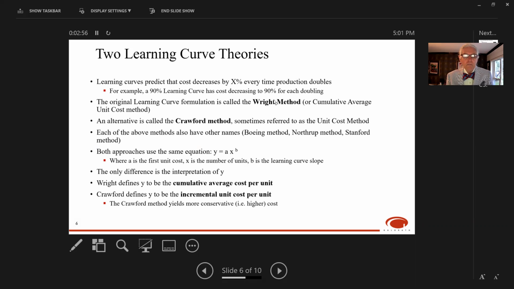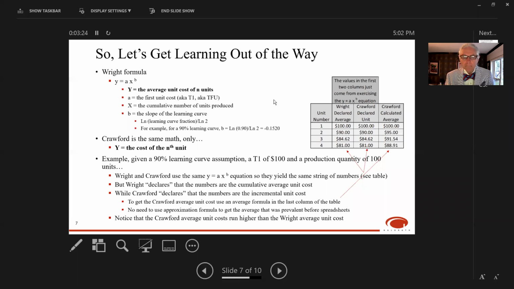Both approaches use the same equation, y equals ax to the b, where a is the first unit cost, x is the number of units being produced, and b is the learning curve slope. The only difference between the two approaches is Wright defines y to be the cumulative average unit cost, and Crawford defines y to be the incremental unit cost. Also, as we'll see, the Crawford method yields more conservative, or higher, production cost estimates compared to Wright.